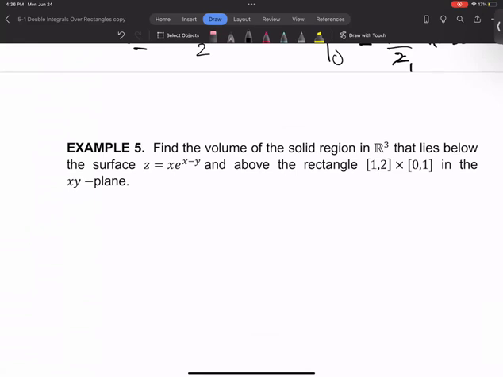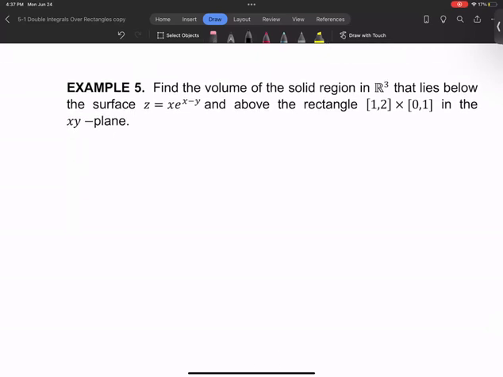Now we need to find the volume of the solid region that lies below the surface C equals x e to the x minus y. Okay. So go ahead. Let me give you 5 minutes to do this.